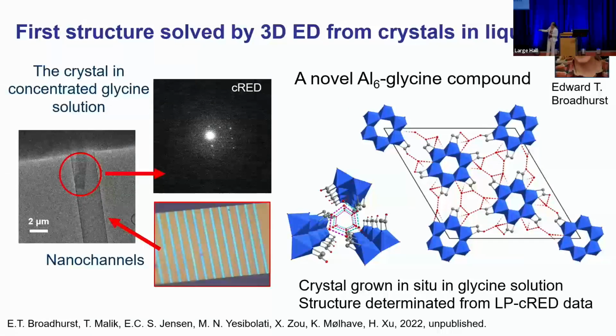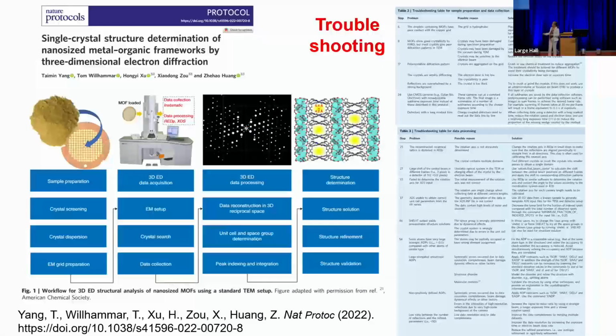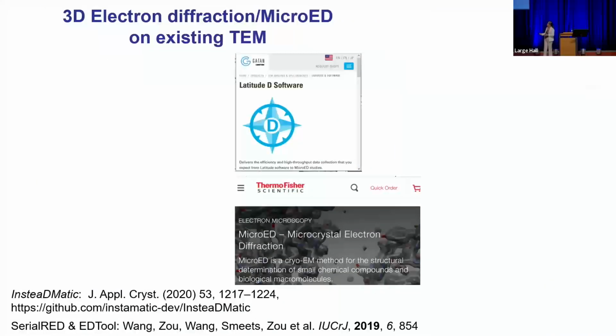This is what you see here, and with this, we were able to see the crystal here and collect the data. This is a nano channel, and then you can obtain the structure. So you can obtain the structure in liquid, and this is grown inside the channel, the crystals. And if you want to know more, we have written a protocol exactly how, step by step, we make the sample, obtain the data and solve the structure. So you're very welcome to see, and even with the troubleshooting here.